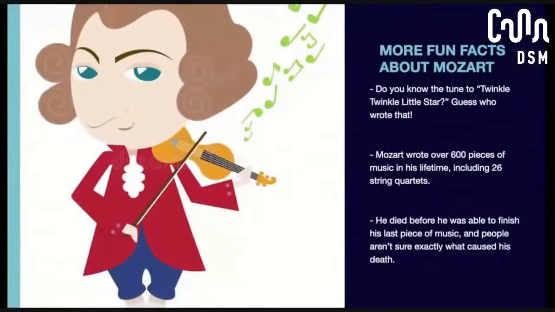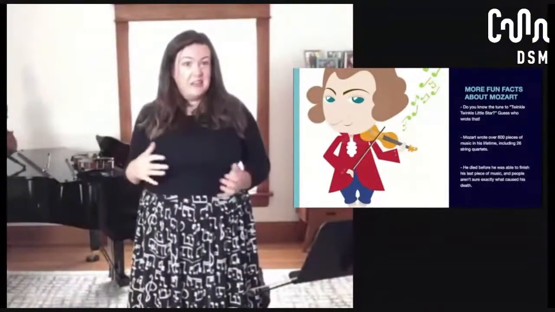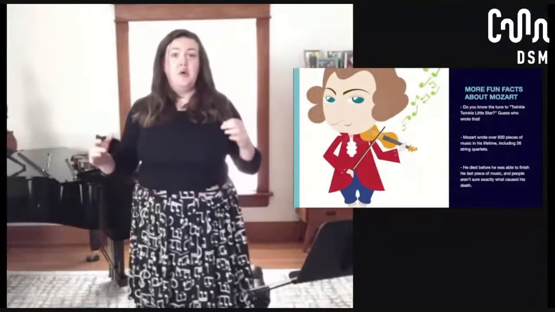He wrote a lot of music, just like Bach, not quite as much, probably because he didn't live as long. So he wrote about 600 pieces, but 26 of those were string quartets, like the one that you're going to hear. He died a little bit mysteriously. People aren't 100% sure why he died. And he died before he finished one of his last pieces of music, which is a beautiful requiem for a big choir plus orchestra. So people have finished that for him, but I think it's interesting to note that he has this mysterious death.